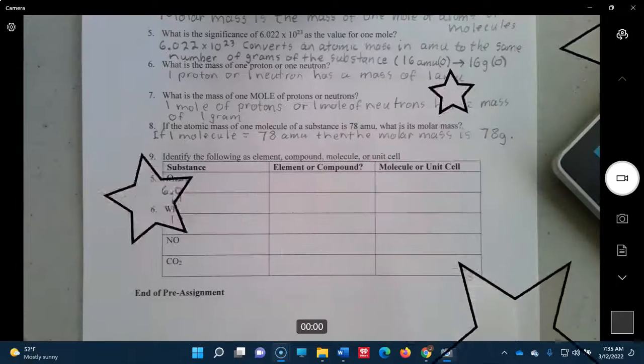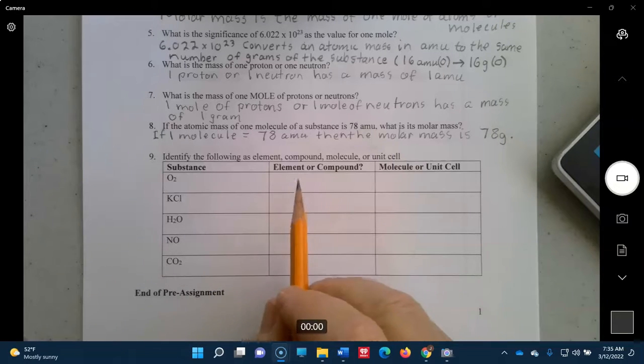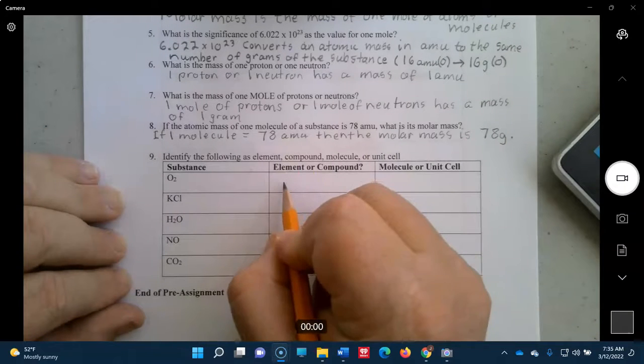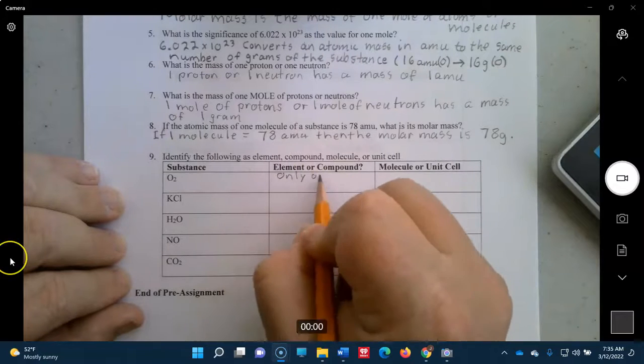Alright, moving on. Number 9, still part of the pre-assignment. These answers were given out in class, so let's just go over all of them. I want you to identify each of these as either an element or a compound, and either a molecule or unit cell. Okay? So O2. O2 is an element because it only has 1 element in it.